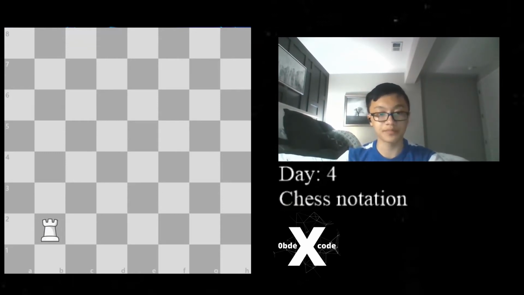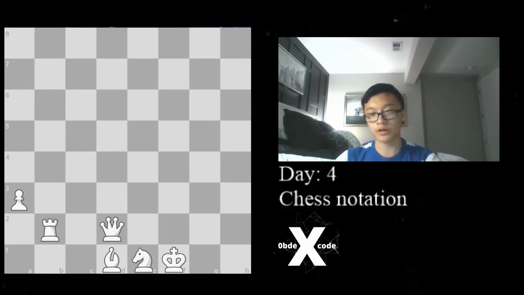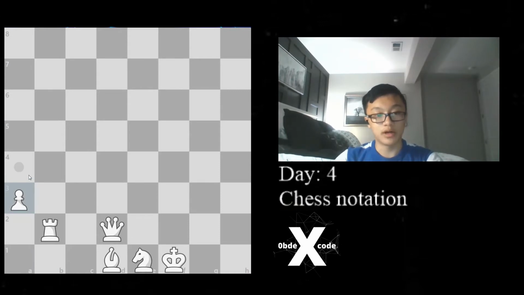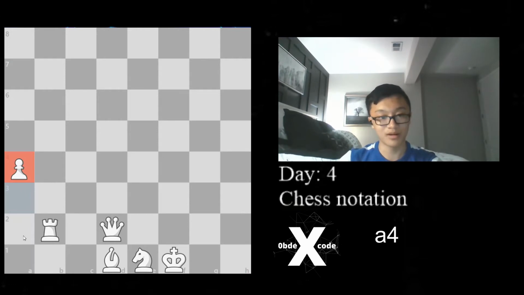Anyways, let's just put a couple pieces there for demonstration purposes. You should know that there are 6 pieces in chess. And each piece has a specific label in chess notation. So, the pawn, this would be A4, the square. But the problem is, this pawn has no label. It's only the square.